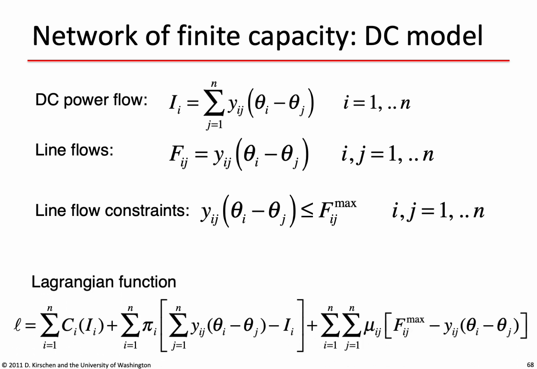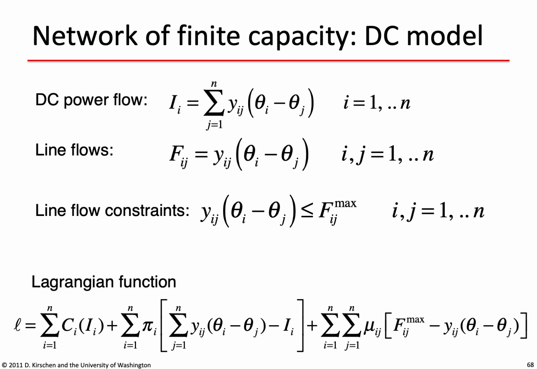And that means we can get a slightly different Lagrangian function, where the Lagrangian is equal to the sum from i equals 1 to n of C_i of I_i. That's the cost of injection at each bus in the system. Each equality constraint is multiplied by a Lagrange multiplier pi_i. So that's the sum from i equals 1 to n of pi_i times I_i minus the sum from j equals 1 to n of Y_ij times (theta_i minus theta_j).